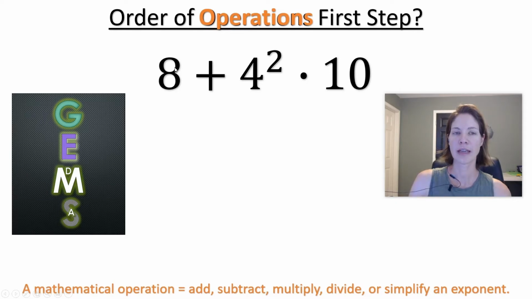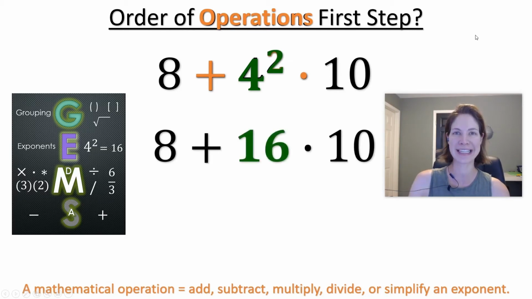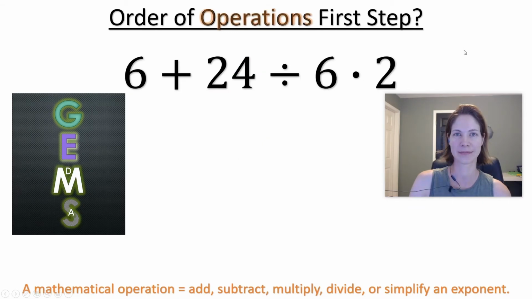So what about this one? Well, we're looking at three different operations. We have addition, exponents, or multiplication. So we look at the G, there's no grouping symbols, and then exponents come next. So therefore we need to simplify our exponent, which is attached to the 4. We have 4 squared, which means 4 times itself. 4 times 4 is 16, and that is the first step.